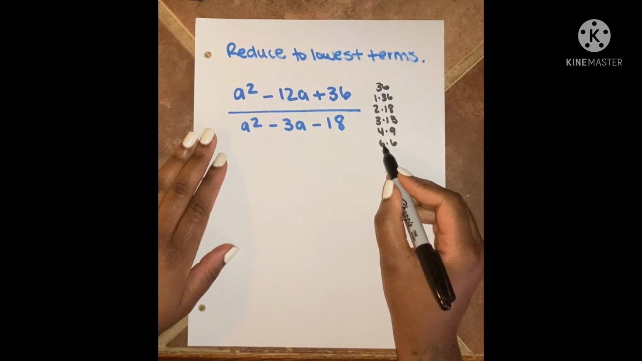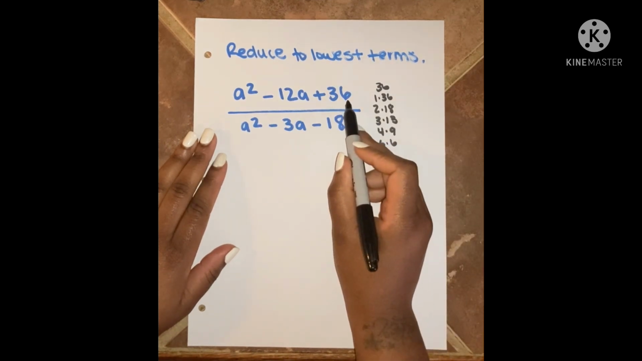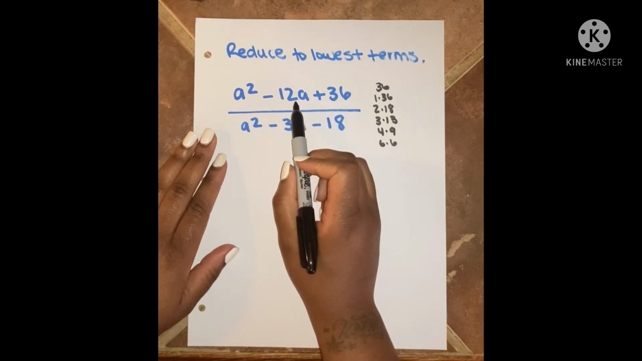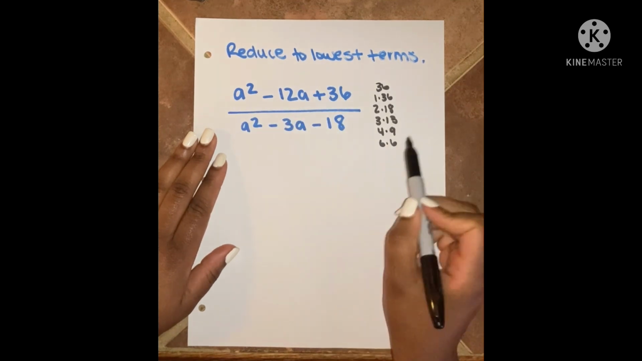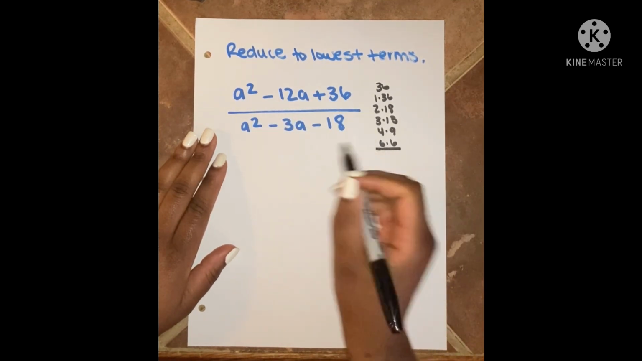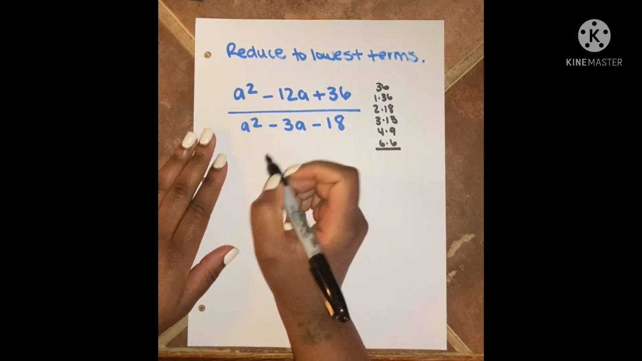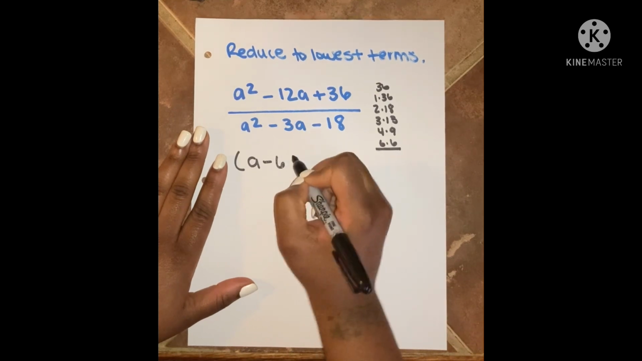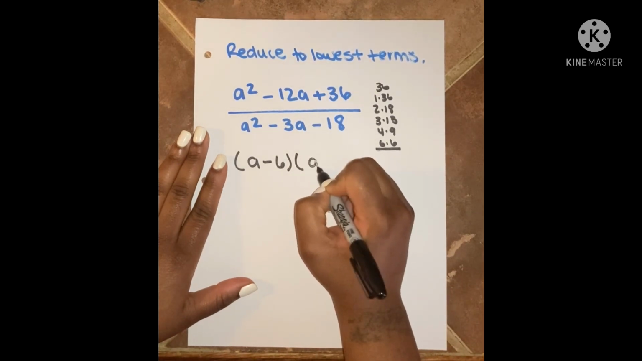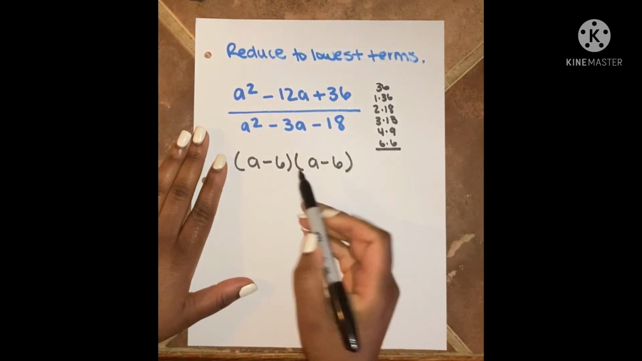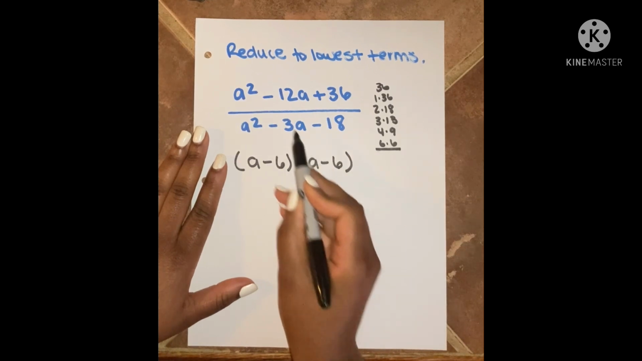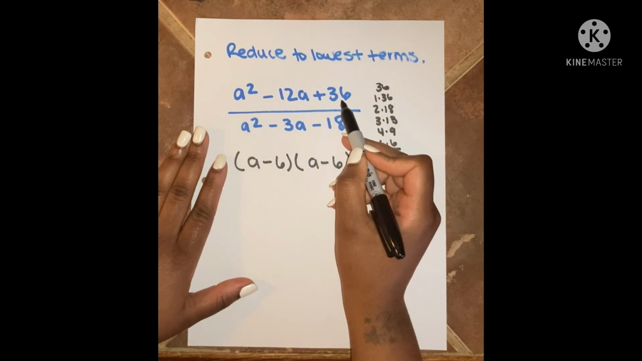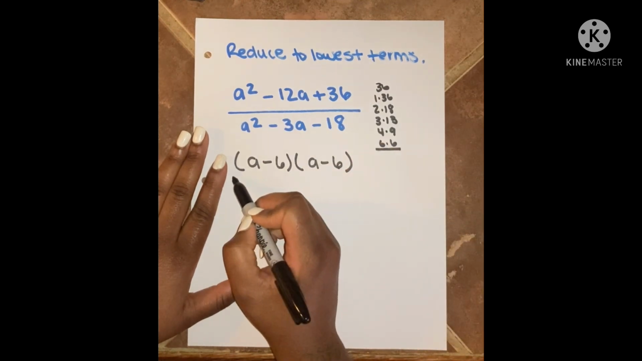So we see now that 6 times 6 equals 36. A negative 6 plus a negative 6 also gives us a negative 12. So those are the numbers that we're going to go with. So we have a minus 6 times a minus 6. A negative 6 plus a negative 6 is a negative 12, and a negative 6 times a negative 6 gives us a positive 36. So that checks out.